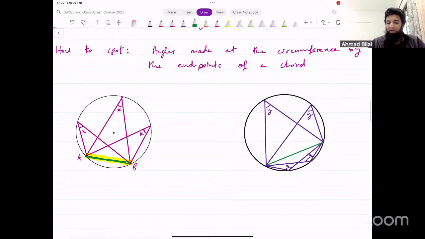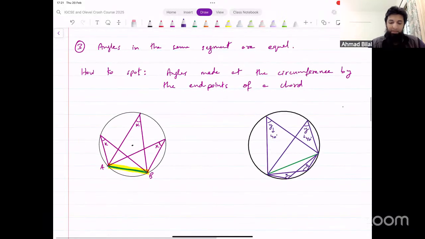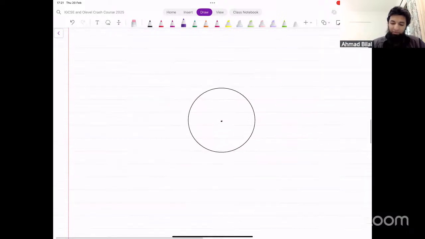Now, in this case, you might have one angle given, for instance. They might tell you that this angle is, for instance, 40 degrees. Then what about this other angle? That should also be 40 degrees. Right? That's how this property will be used. Okay, let's move on. So that's the second one. Angles in the same segment are equal. Let's move on. Next one.